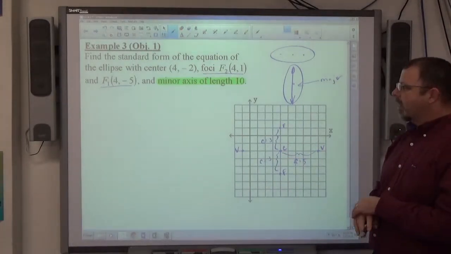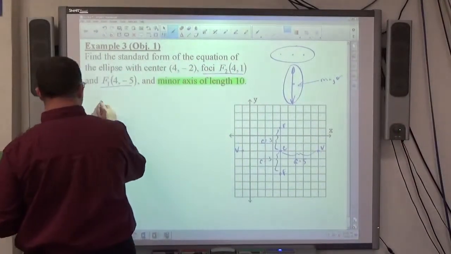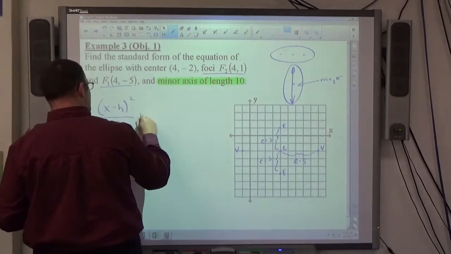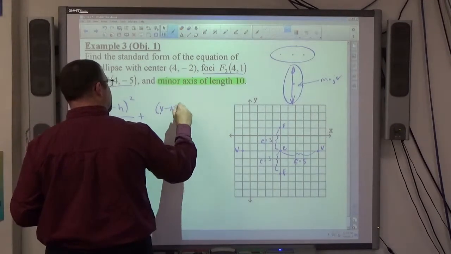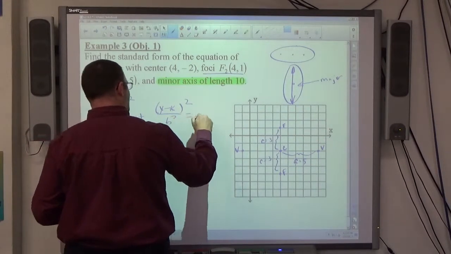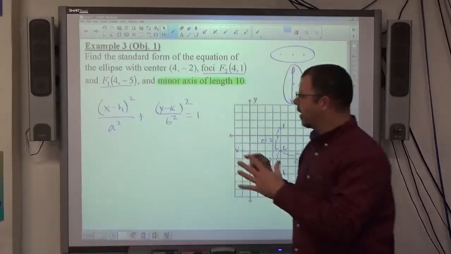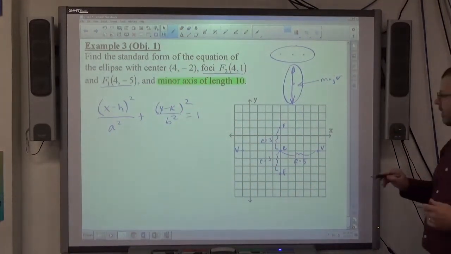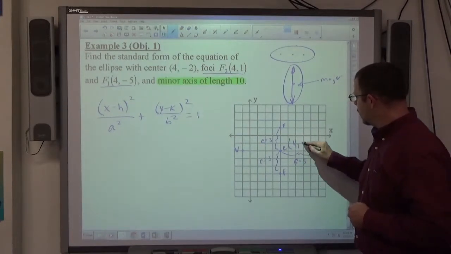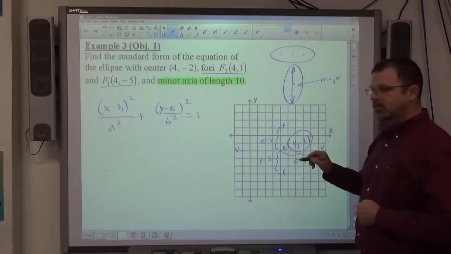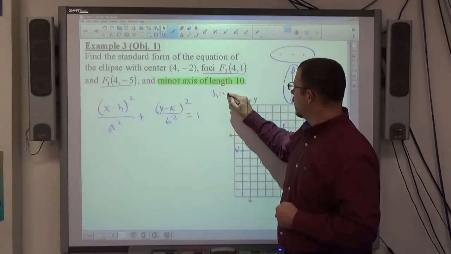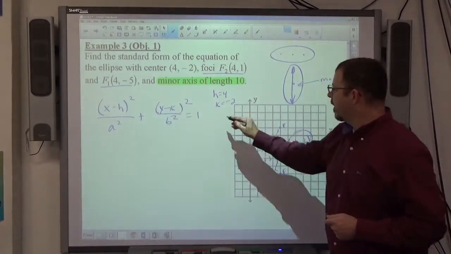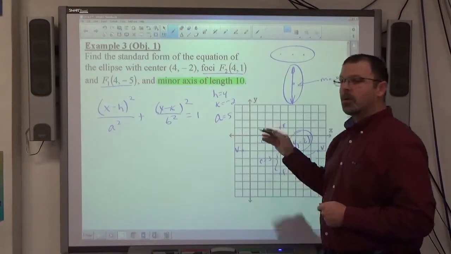All right, and standard form of an ellipse is (x minus h) squared over a squared plus (y minus k) squared over b squared equals 1. That's what we're trying to create. I need to know what h, k, a, and b are. Well, right away I can see the center is (4, -2). That tells me h equals 4 and k equals -2. We've already established a is equal to 5. The only thing I don't know is what b equals.